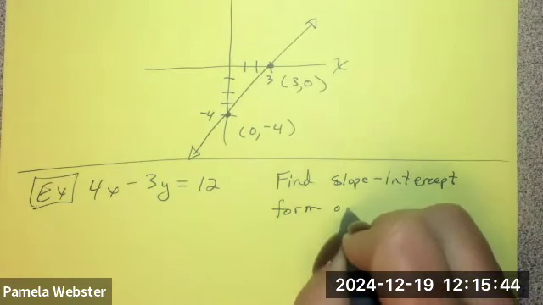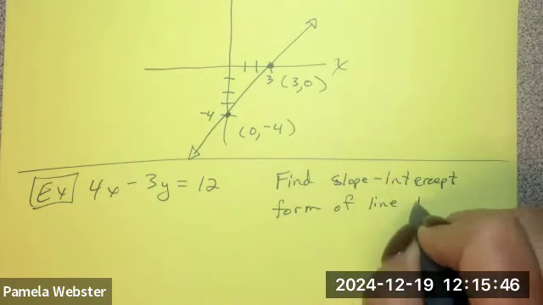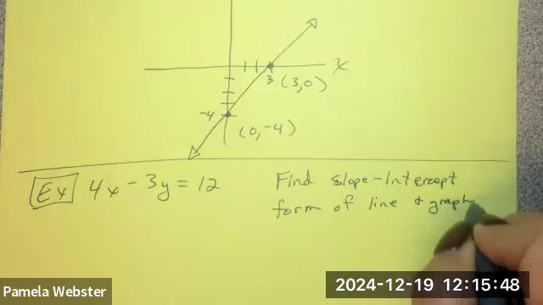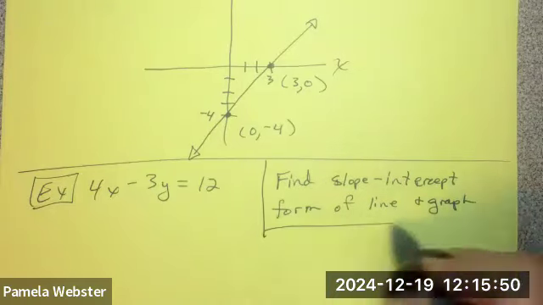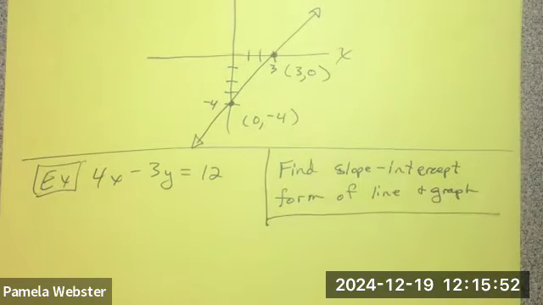And graph. And you can do either method you prefer, unless, like in the homework, it might say find the slope, intercept, form of the line, and graph. So if it says that and you do the intercept method, the x-intercept, y-intercept, then you're not going to get full credit, right? So same thing on a test. So you need to do what it's telling me to do.